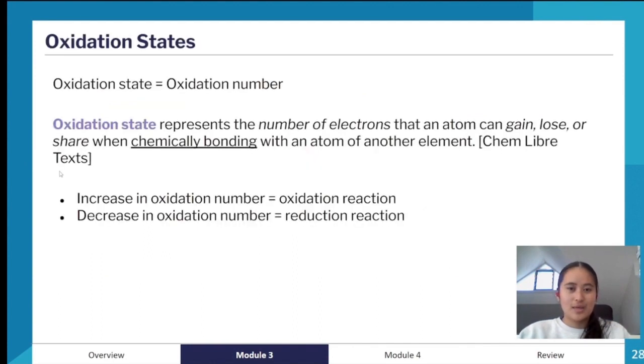Okay? Cool. So, oxidation states is another thing that's in the syllabus, and it's a little bit weird, but basically oxidation state represents the number of electrons that an atom can gain, lose, or share when chemically bonding. And if there's an increase in an oxidation number, that means that an oxidation reaction has occurred, because that increase in oxidation number means a decrease in electrons, which means you're losing electrons, which means oxidation. Then a decrease in oxidation number means a reduction reaction occurs, because that decrease means that it has become more negative, which means that more electrons have been added on, which means it's gained electrons. According to Oilrig, gain means reduction, therefore a reduction reaction has occurred.